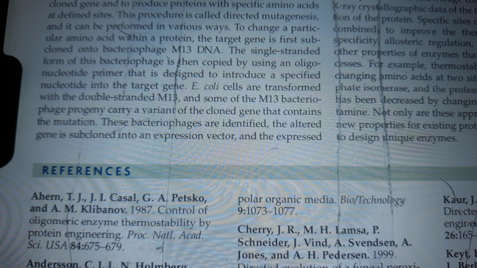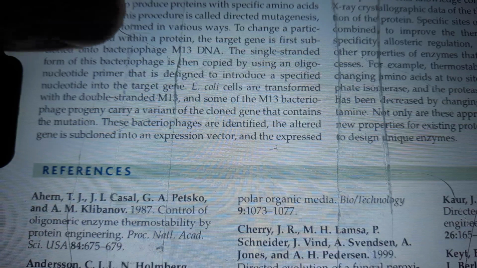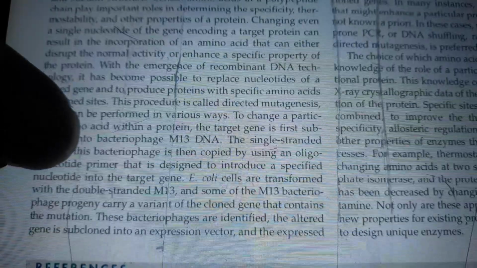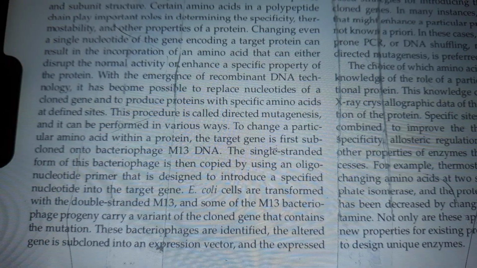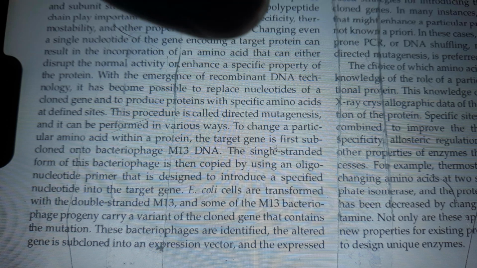E. coli cells are transformed with the double-stranded M13, and some of the M13 bacteriophage progeny carry a variant of the cloned gene that contains the mutations. These bacteriophages identified, the altered gene is subcloned into an expression vector, and the expressed protein is tested for activity. There are also plasmid and PCR-based strategies for introducing these kinds of changes into cloned genes. In many instances, the amino acid changes that might enhance a particular property of a target protein are not known a priori.